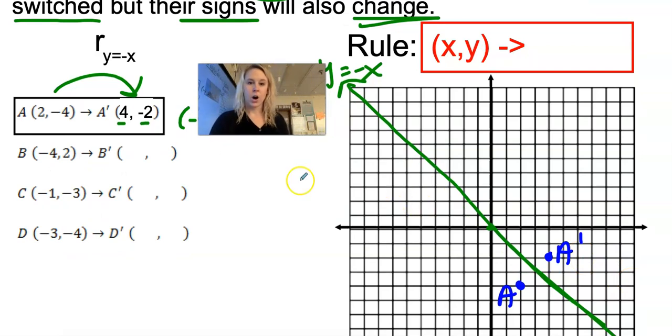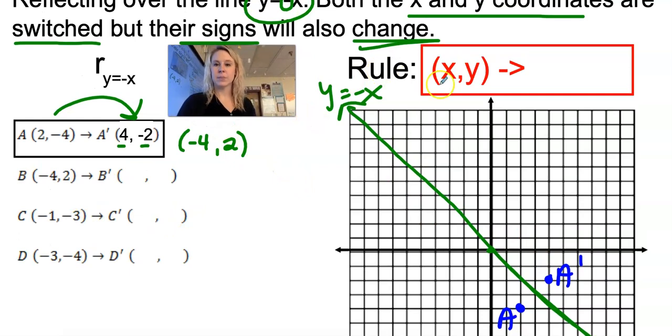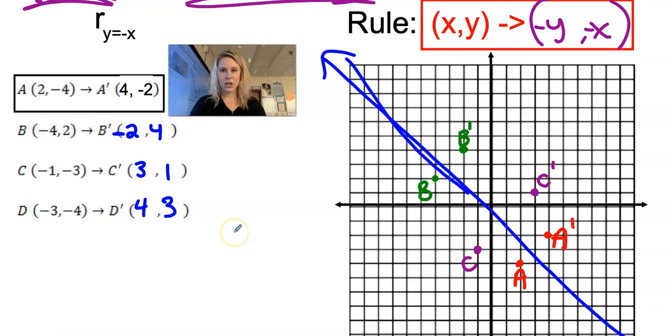All right, I'm going to let you guys try B, C, and D, and then see if you can come up with a fancy rule again. So flip your coordinates and change their signs. Press pause. Try those on your numbers. You should have gotten (-2, 4), (3, 1), and (4, 3). When you graph them, you should have gotten this lovely picture.